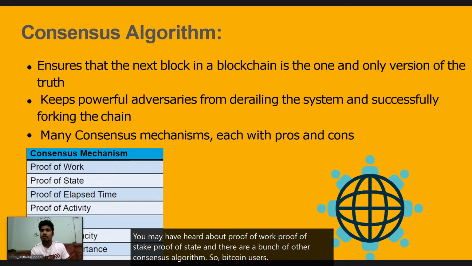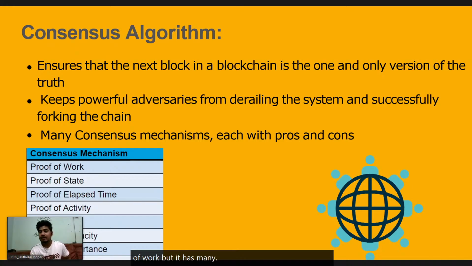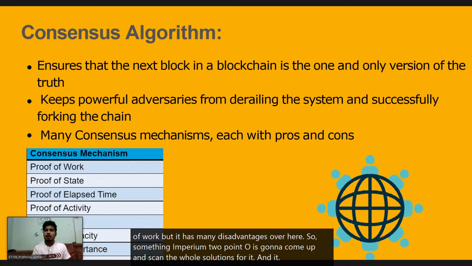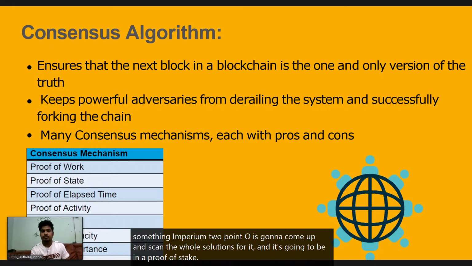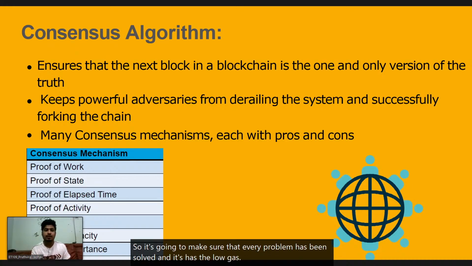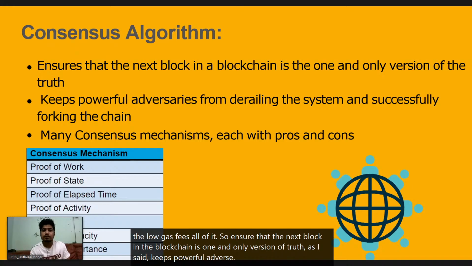So Bitcoin uses something known as proof of work, and Cardano uses something known as proof of stake, and Ethereum currently uses proof of work, but it has many disadvantages. So Ethereum 2.0 is going to come up and scale the whole solution, and it's going to be in proof of stake. It's going to make sure that every problem has been solved, and it has low gas fees. So it ensures that the next block in the blockchain is the one and only version of truth, as I said, and keeps powerful adversaries from derailing the system and successfully forking the chain.